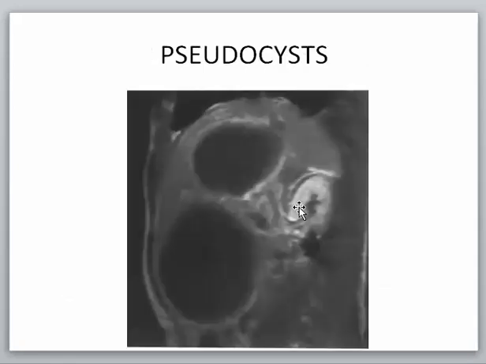A pseudocyst can reach a large size, as in this MRI. We have two big pseudocysts anterior to the kidney and in the region of the pancreas.